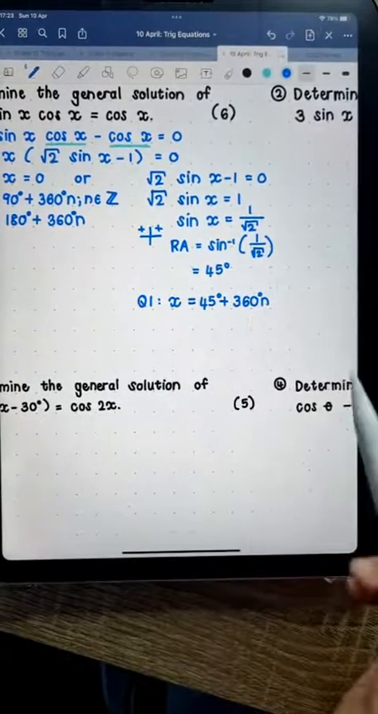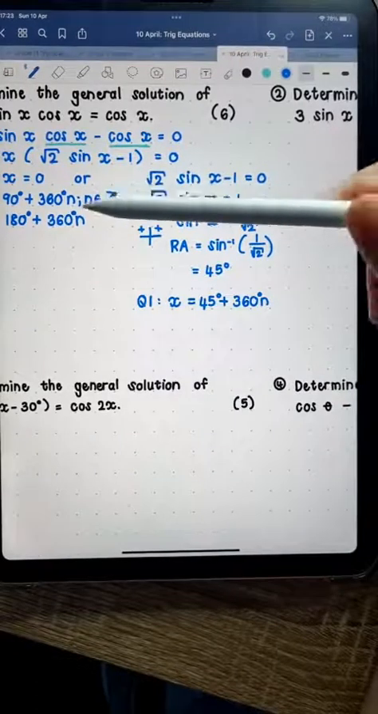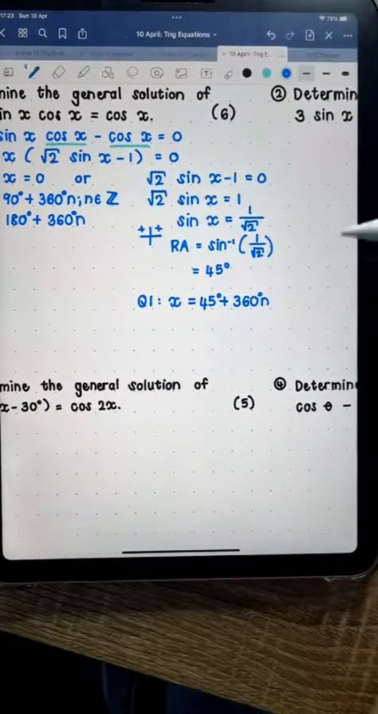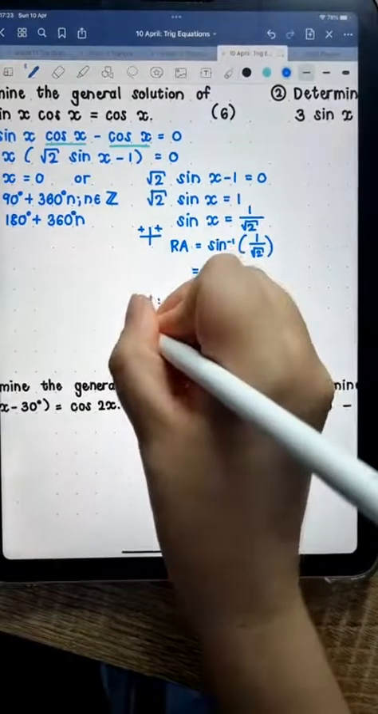Now, because I've already written n element of z, n is an integer, here at the top you don't have to write it again. Okay, you only have to write it once. So that's the first quadrant solution.